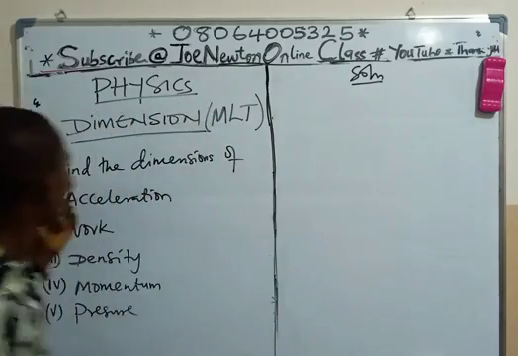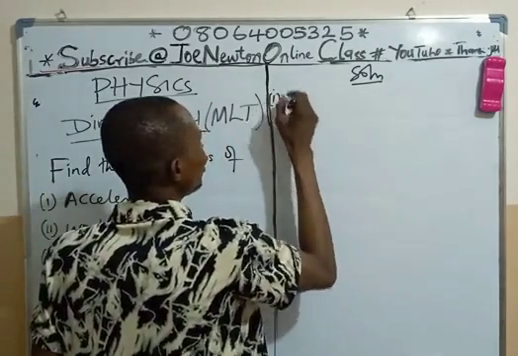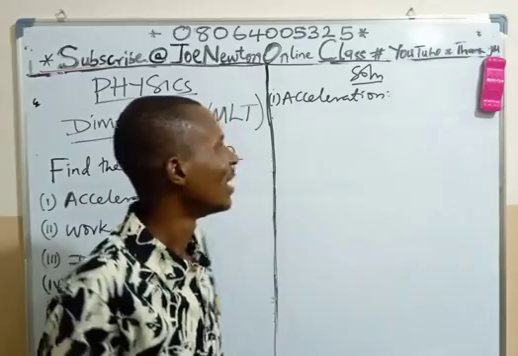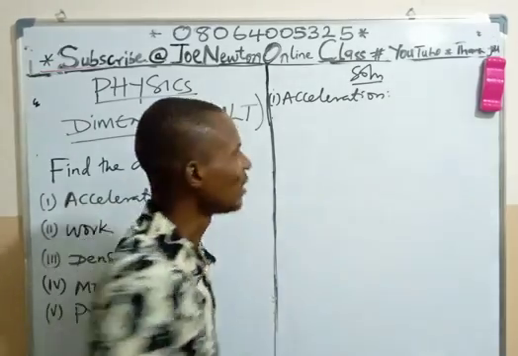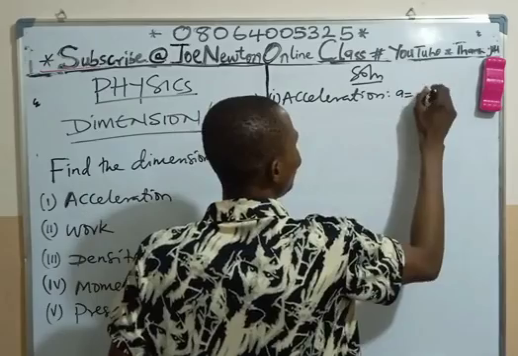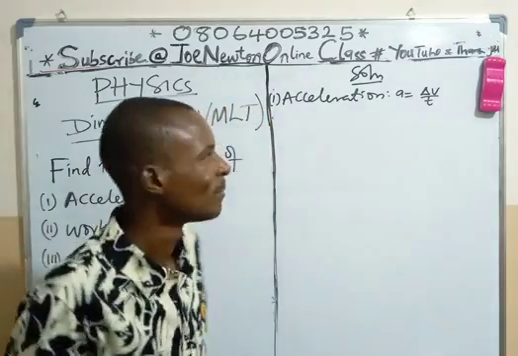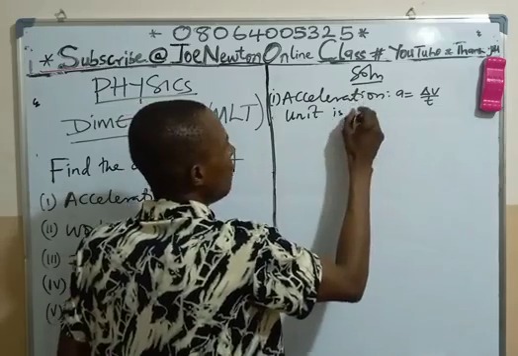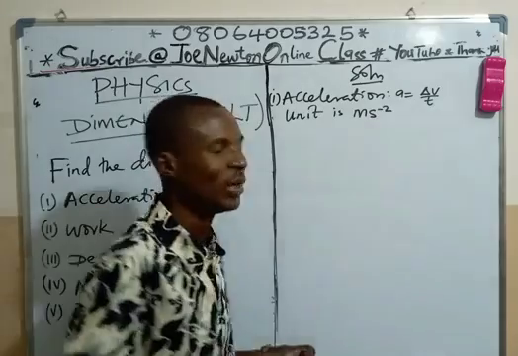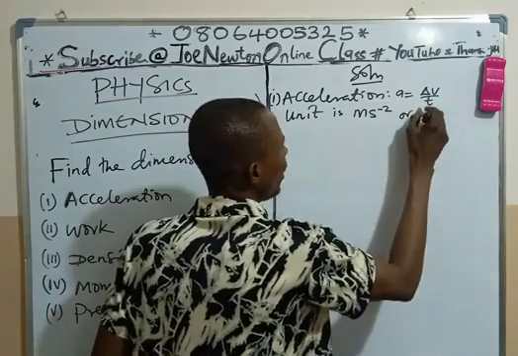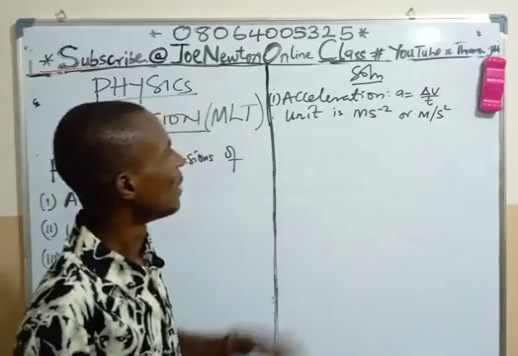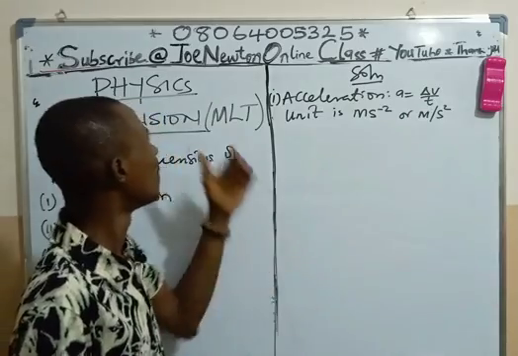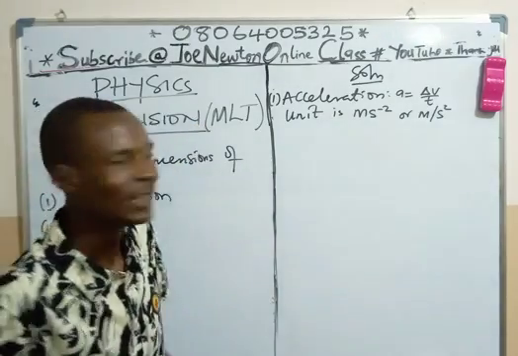In solving this, we have first acceleration. Number one is acceleration. First of all, remind yourself, what is the formula for acceleration? Acceleration is increase in velocity over time. That is a equals dv over t. And what is the unit of acceleration? The unit of acceleration is meter per second square, or sometimes they write it this way, all the same. Now, having known this, from the unit we can easily transform it into a fundamental MLT dimensioning.